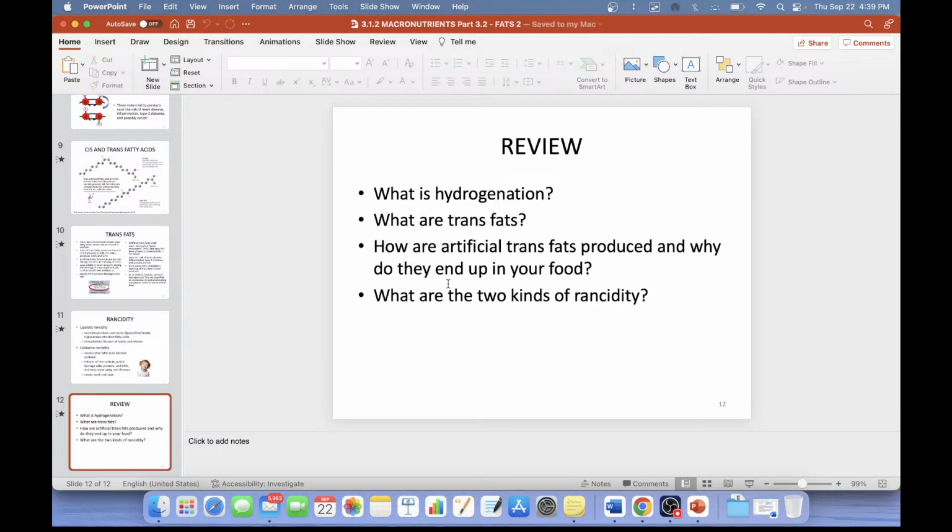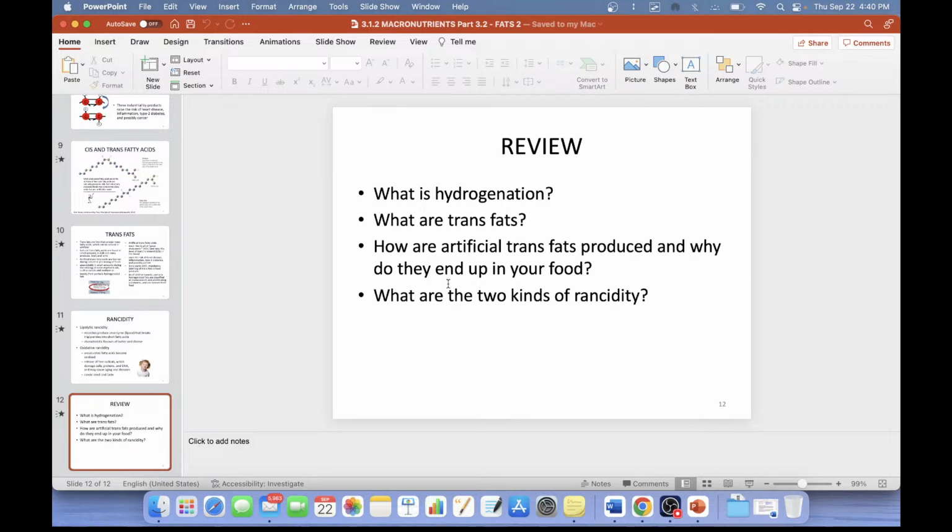What are trans fats? It's a byproduct of... Not necessarily. There are natural trans fats too. Well, yeah, right. Okay. When there are natural trans fatty acids in a fat, we don't call the fat trans fat. So yeah, I can accept that. It's a byproduct of the process of hydrogenation.